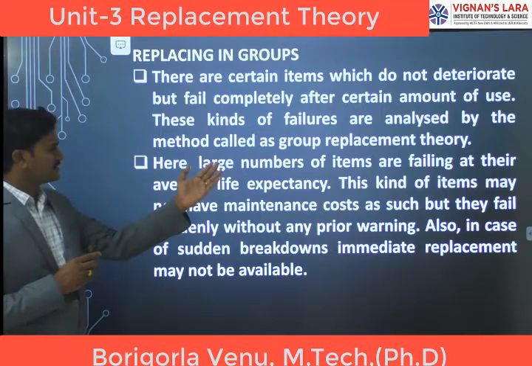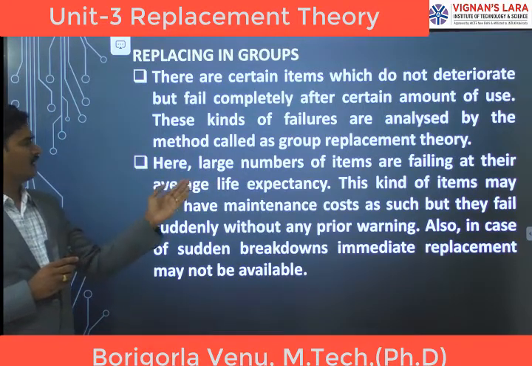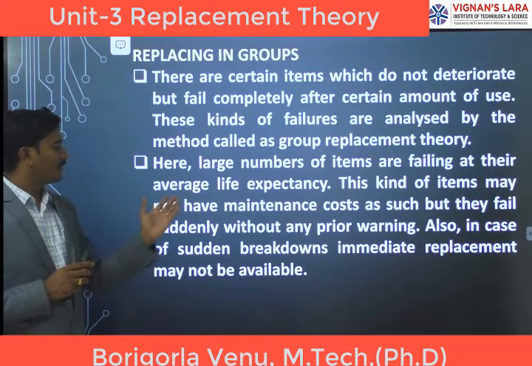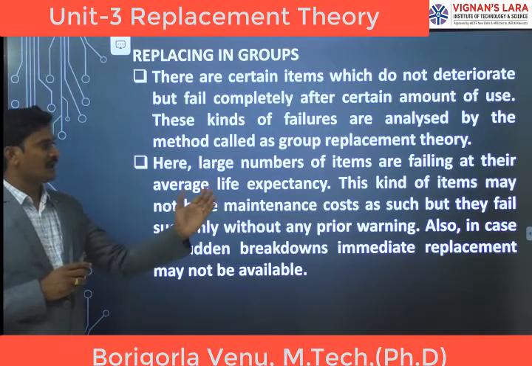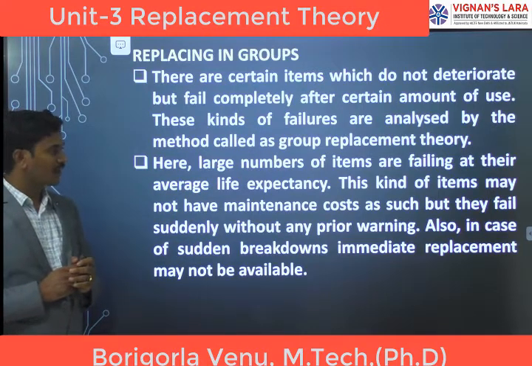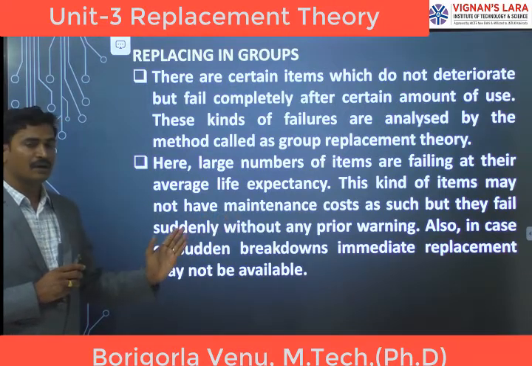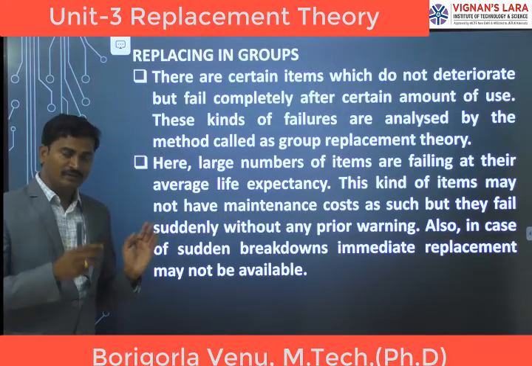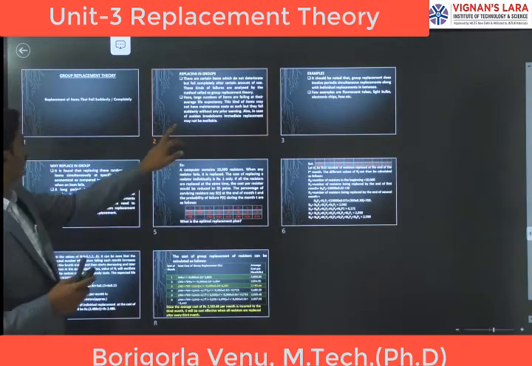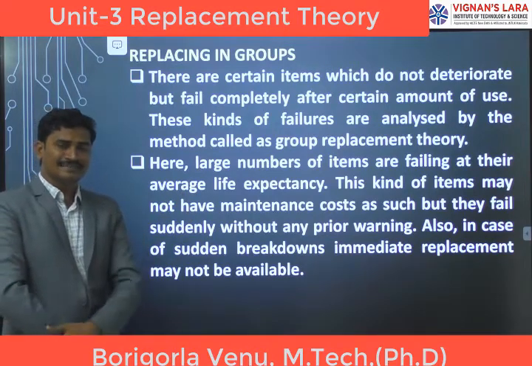Hence a large number of items are failing at their average life expectancy. This kind of item may not have maintenance cost as such, but it fails suddenly without any prior warning. Also, in case of sudden breakdowns, immediate replacement may not be available. Already we discussed group replacement with an example of street lights.